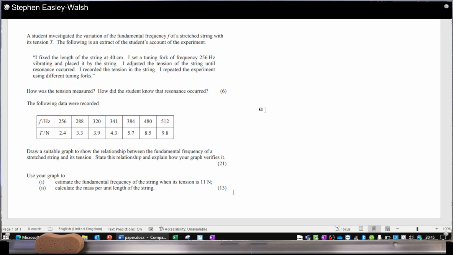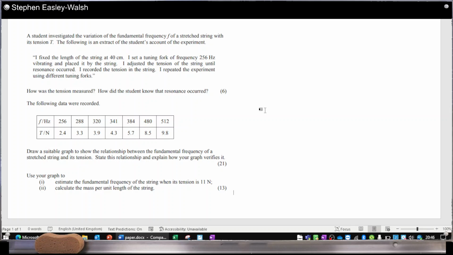I fixed the length of the string at 40 centimeters. I set a tuning fork to 256 hertz, vibrating, and placed it by the string. I adjusted the tension of the string until resonance occurred. I recorded the tension of the string. I repeated the experiment using different tuning forks.